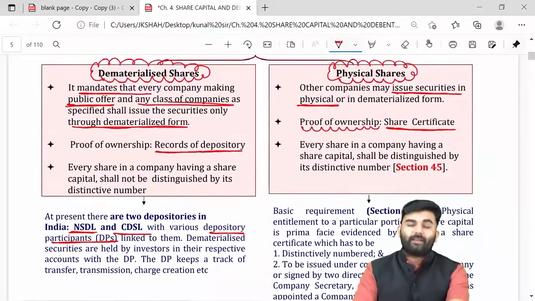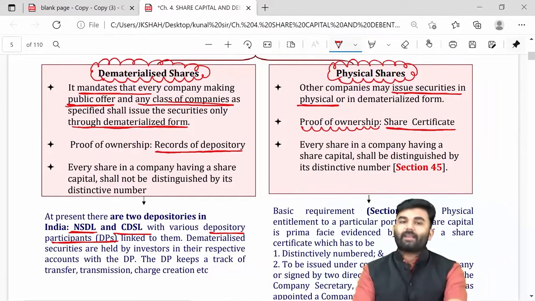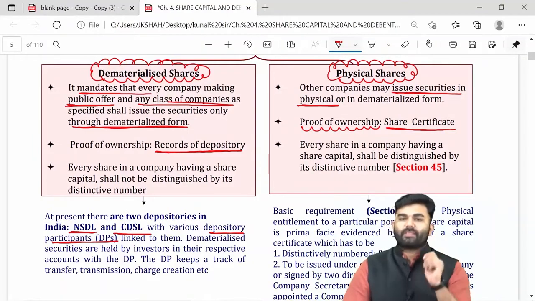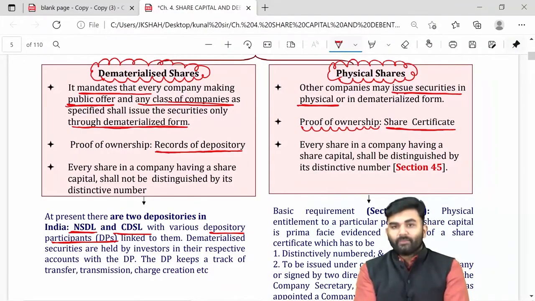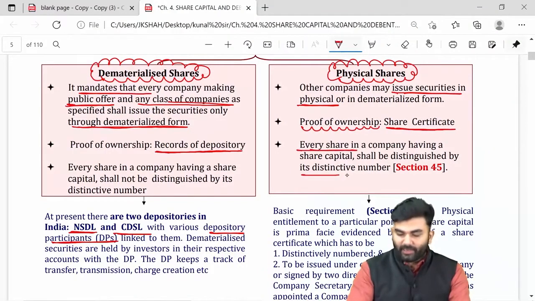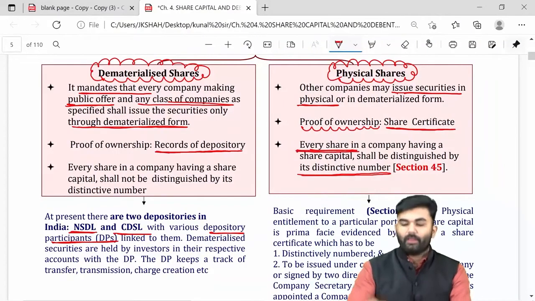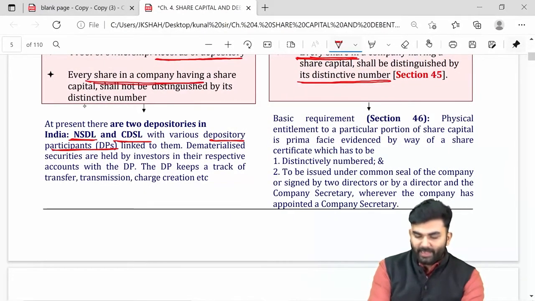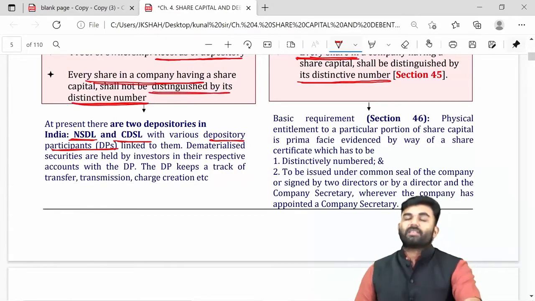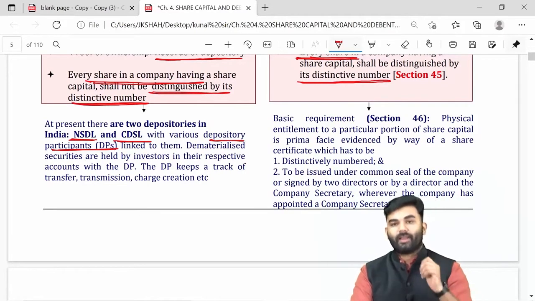So if the securities are held in dematerialized form, then the proof of ownership is the records of the depository. But if the shares are held in physical form, then the share certificate acts as the proof of ownership. Whenever the shares are held in physical form, the lawmaker says that every share should be distinctively numbered. But if the shares are held in dematerialized form, we don't require a distinctive number.